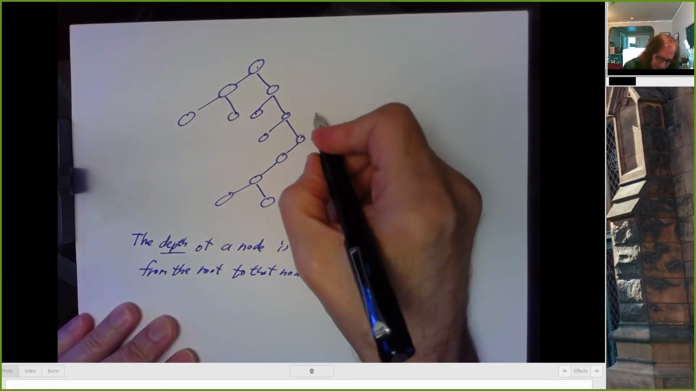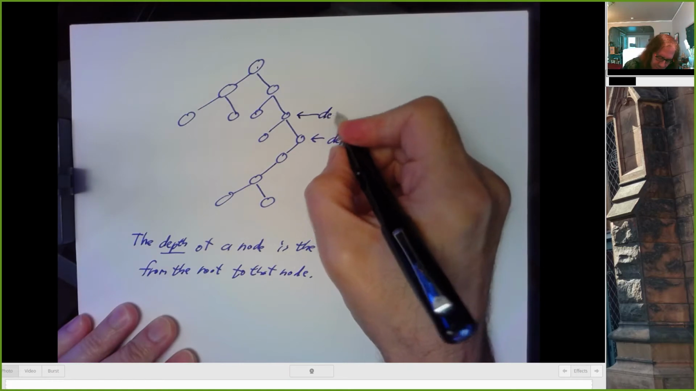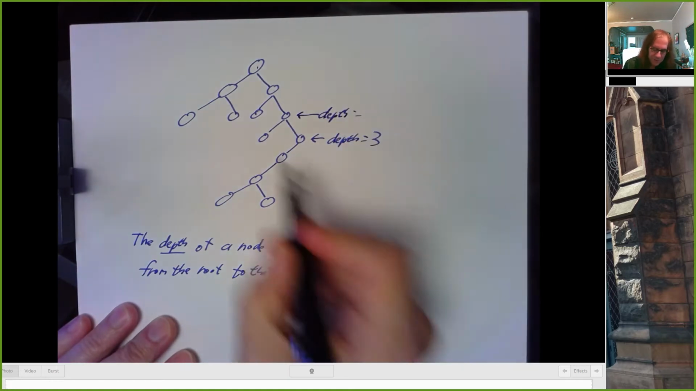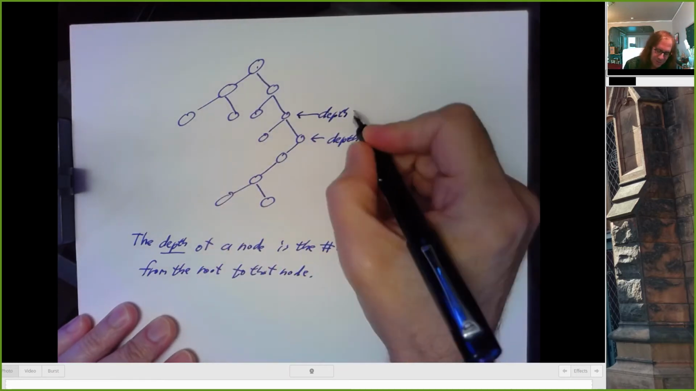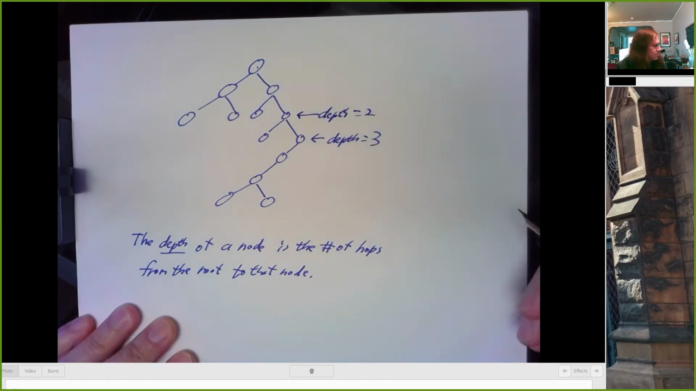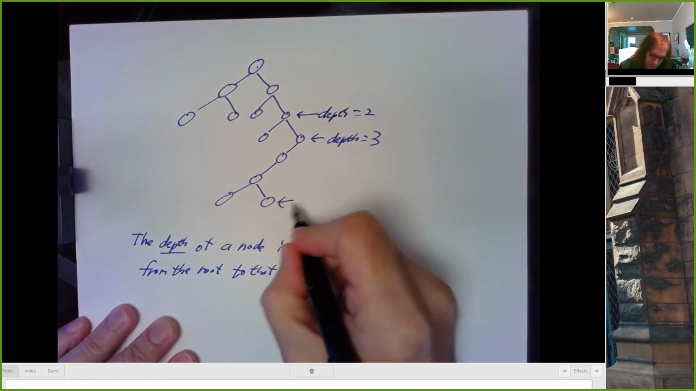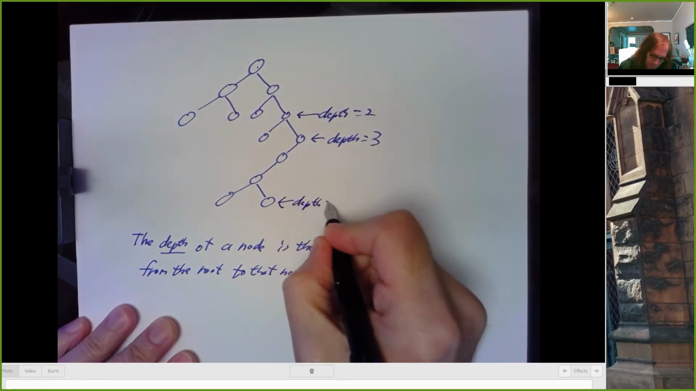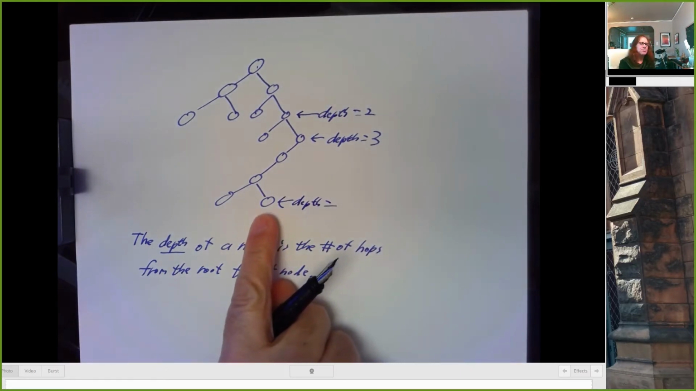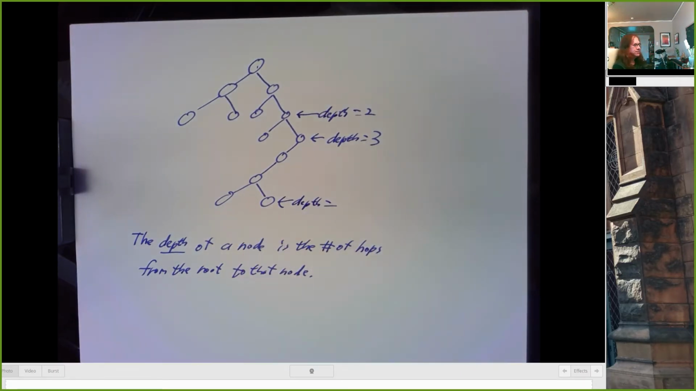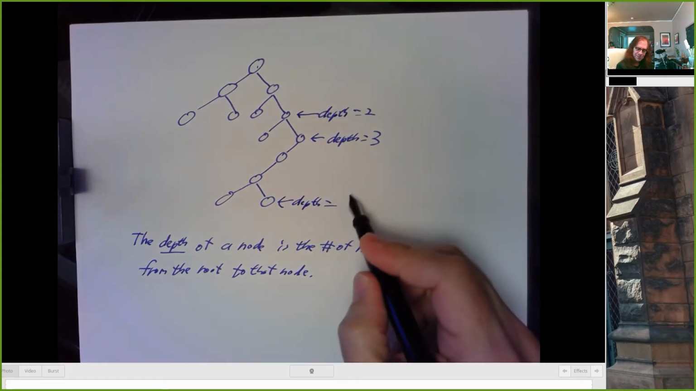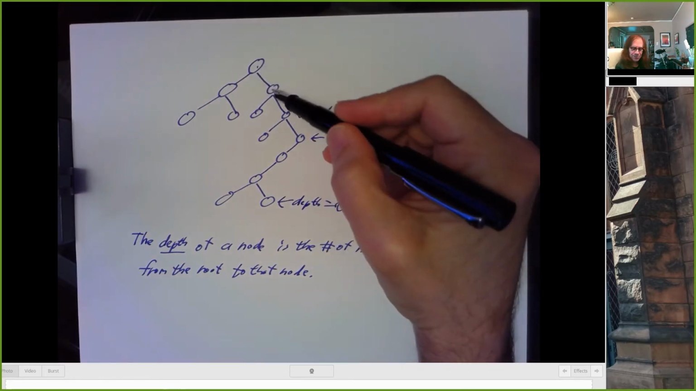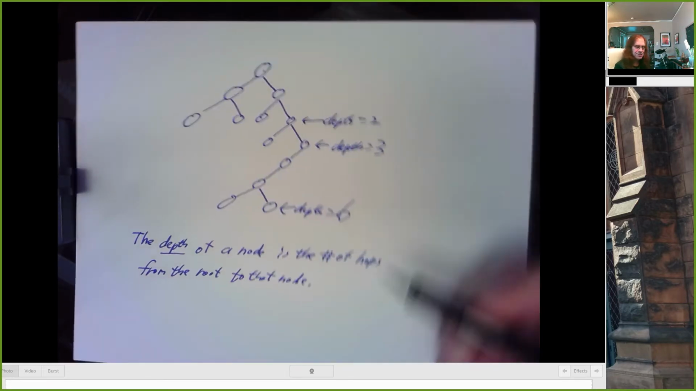This node right here, start from the root, we have to go 1, 2 hops. This has a depth of 2. What about these really deep nodes? What's the depth of this node right here? Six. Right? Just start at the root. 1, 2, 3, 4, 5, 6.